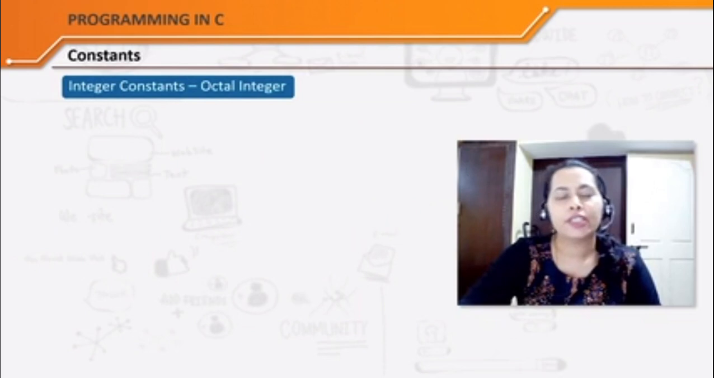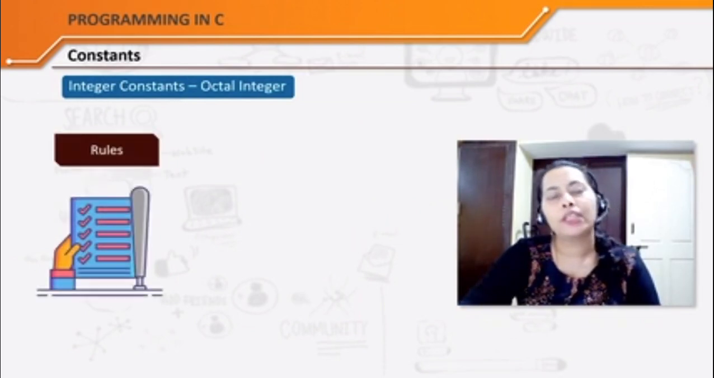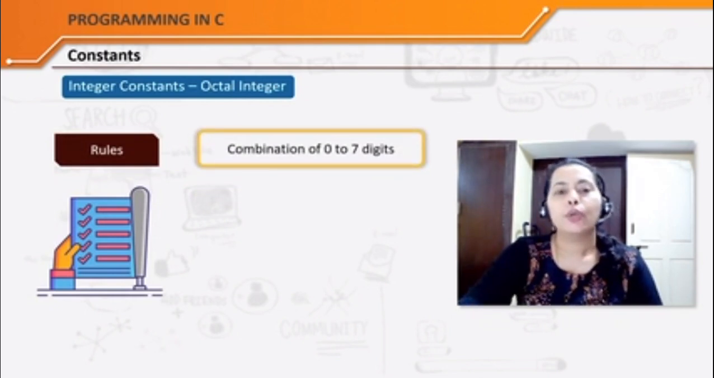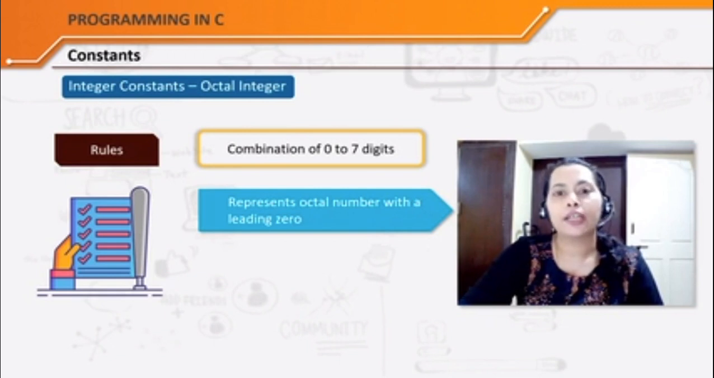Octal integers are those integer constants which are formed within the combination of 0 through 7 digits. To differentiate a decimal integer constant from an octal integer constant, we represent an octal number with a leading 0.